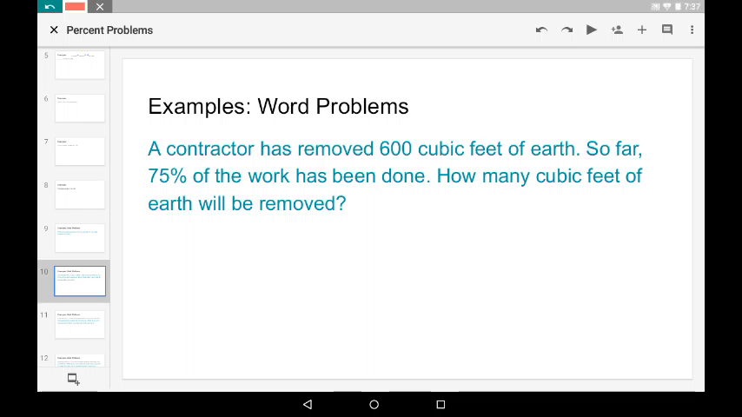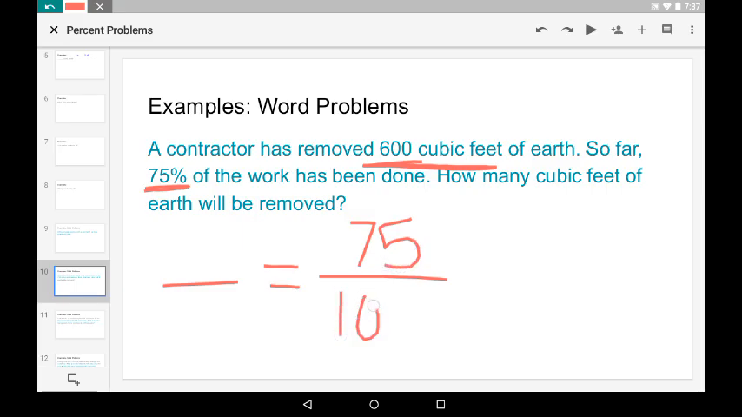Another example. A contractor has removed 600 cubic feet of earth. So far, 75% of the work has been done. How many cubic feet of earth will be removed? So let's set this up and fill in the numbers. So here's a percent. Here's 600 cubic feet of earth. So I'm going to start with the percent. 75 over 100. That fraction's done.